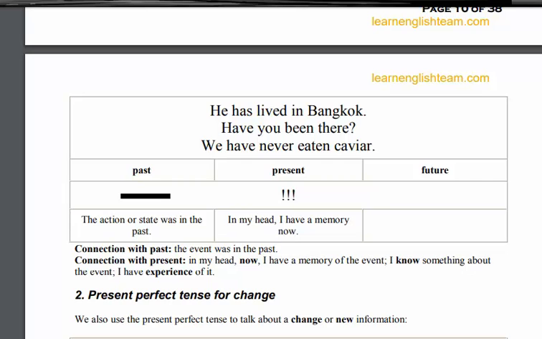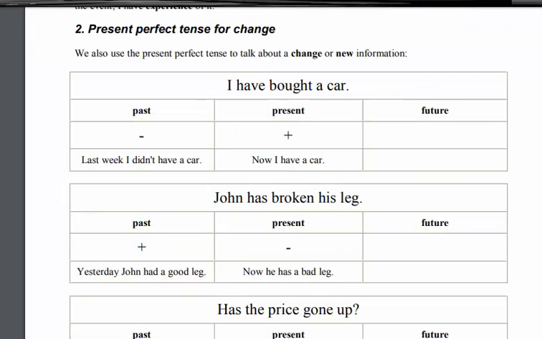Number two is that the present perfect tense is used for change. We also use the present perfect tense to talk about change or new information. For example, I have bought a car. So this is new information about a change. Before that, I didn't have any car. In the past, last week, I didn't have a car. Let's see, students. I didn't have a car, so now I have a car. So there is a change from the past to the present.